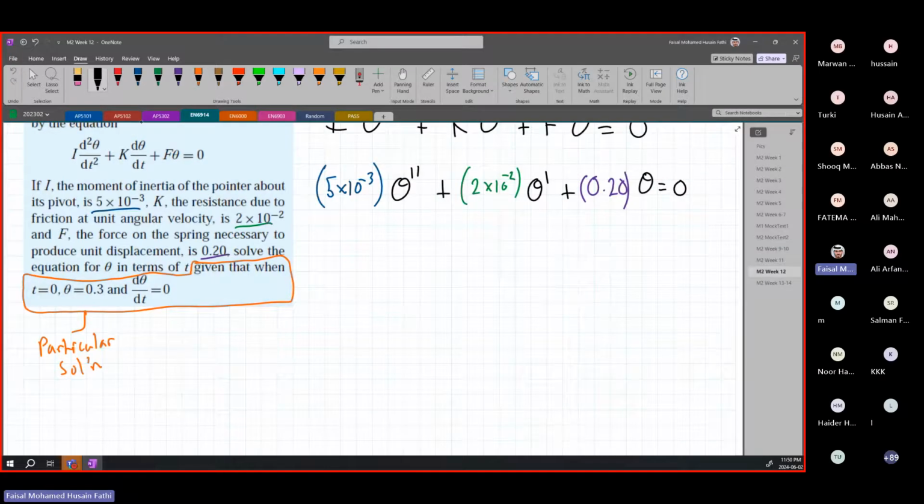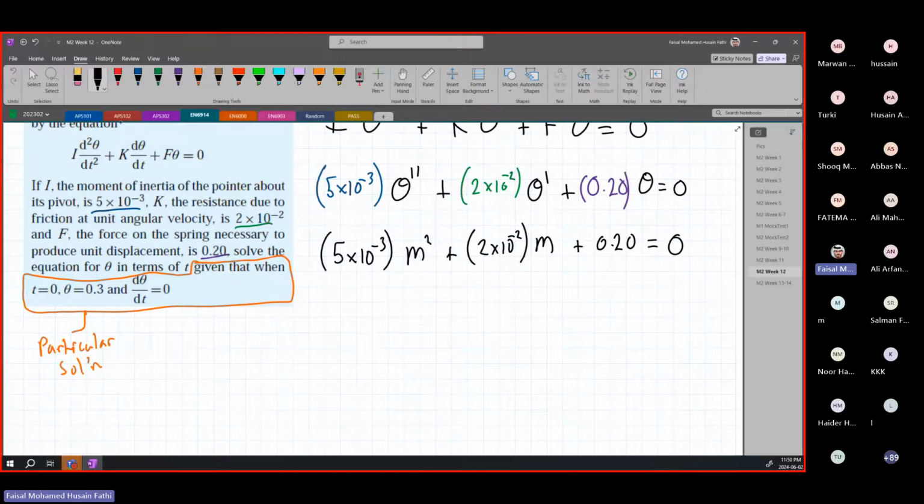First step is get it into your standard characteristic equation, which is known as the auxiliary equation as well. So 5 times 10 to the minus 3 theta double prime turns into r squared, or I believe you guys are using m squared as well. I'm going to use m squared here so it fits what you guys are used to doing. Plus 2 times 10 to the minus 2 theta prime is going to become m, plus 0.20 equal 0.